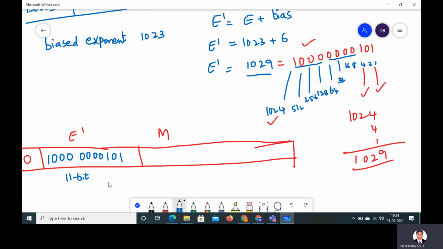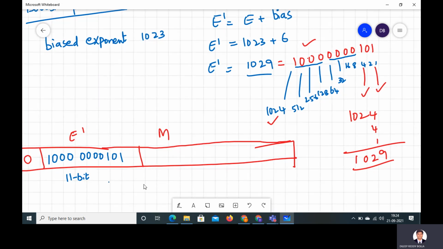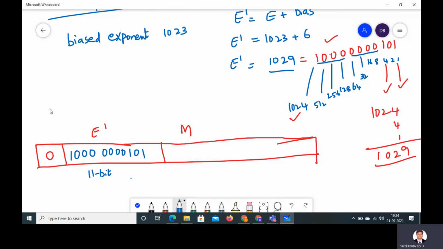Okay, so in double precision format, we know it is 64 bits. Altogether the length of this is 64 bits. Out of the 64 bits in double precision, 1 bit will go for the sign bit and 11 bits will go for the exponent. So 11 plus 1 is 12, and the remaining bits will go for the mantissa part. How many bits for the mantissa part? It is 52 bits. So this mantissa will be 52 bits.